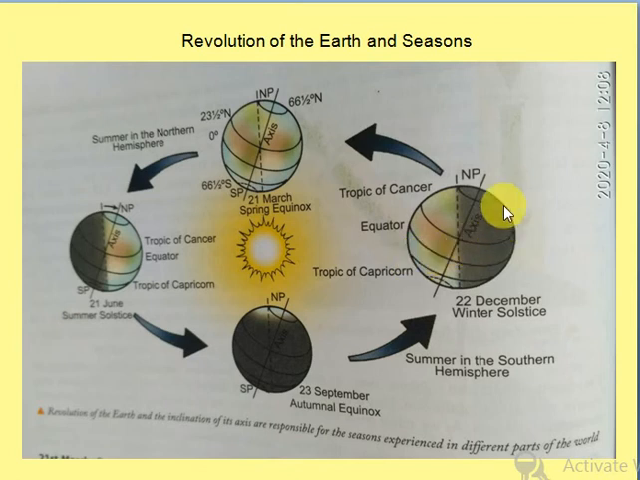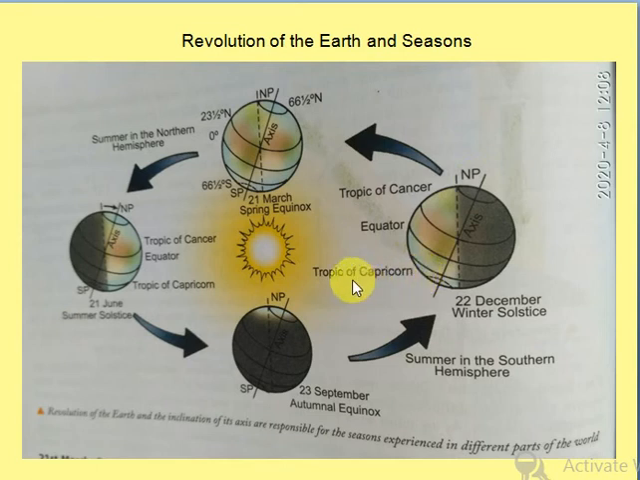Watch it carefully. Inclination of the earth. This position of the earth is called the summer solstice. And on 22nd December, the Tropic of Capricorn receives direct rays because of the inclination.